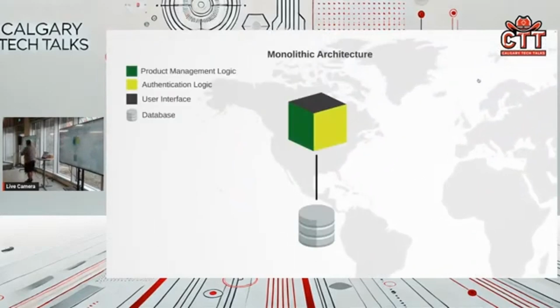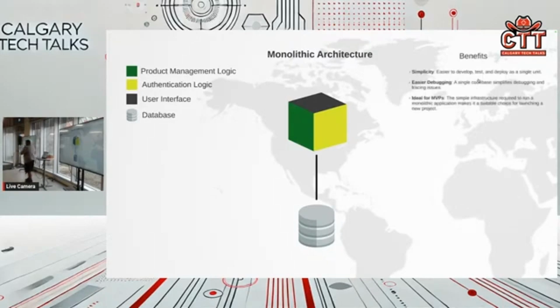So basically, this is a diagram for a monolithic architecture. In this example, we have product management logic, authentication logic and user interface. Everything inside one big, let's say, box. And this big box is actually connecting to the database. In some cases, this is really bad, but I still think that there is a really good spot for monolithic applications in the market, especially when we're talking about MVPs. So MVP is a minimum viable product.